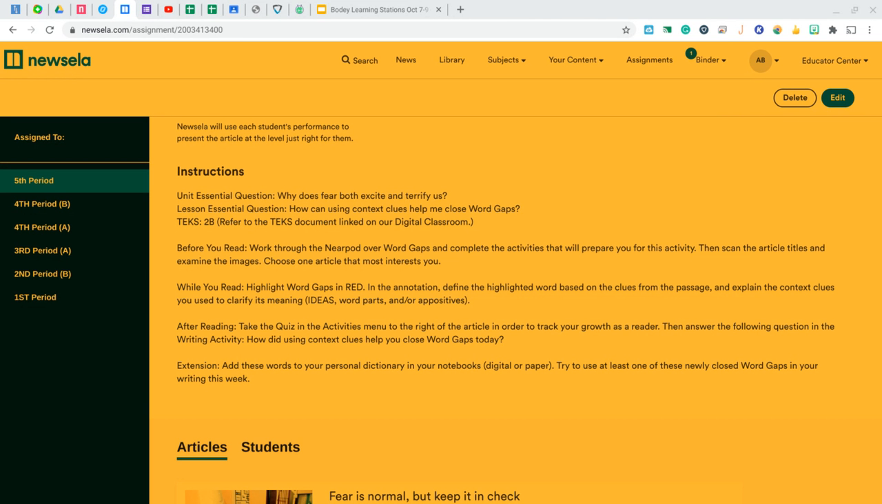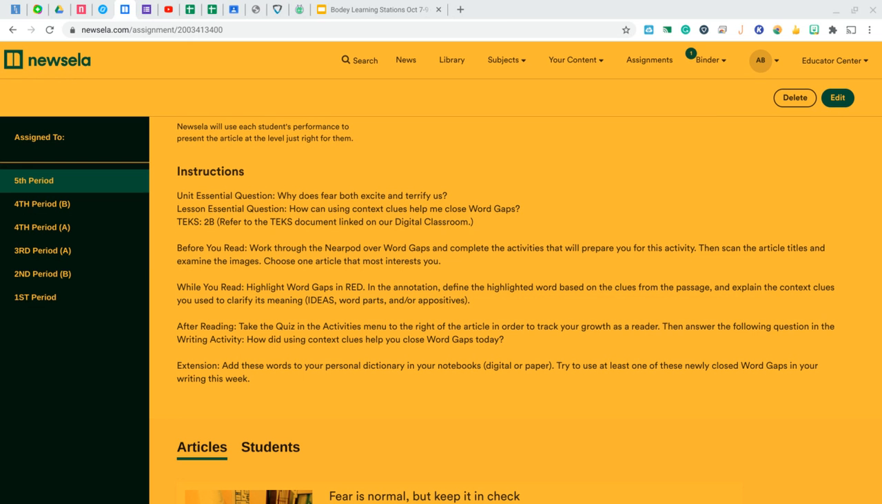So remember, our context clues that we can use are inferencing, definitions, examples, synonyms. We also have antonyms, our word parts, and we can also use appositives. All of these the authors use and embed in the text to help us understand what words mean.